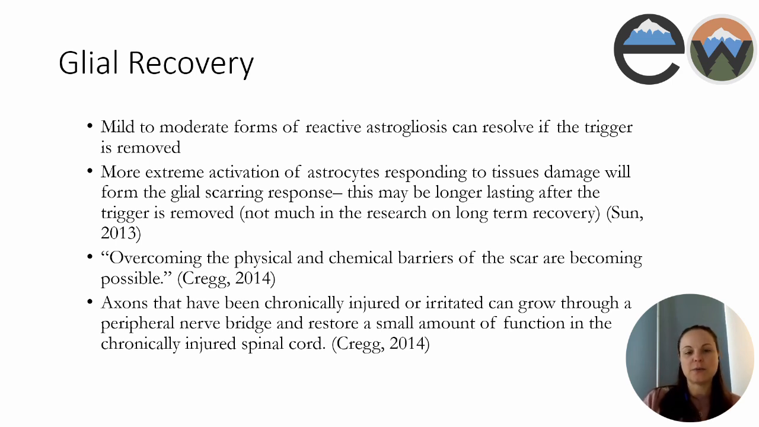And this is important again, because I do think that working on these requires a combination of physical manual modalities and also reduction of the neurological inflammation. It's really the combination of both of those that we're seeing the most benefit from. Axons that have been chronically injured or irritated can grow through a peripheral nerve bridge, like an adjunct nerve bridge, and restore a small amount of function in the chronically injured spinal cord.